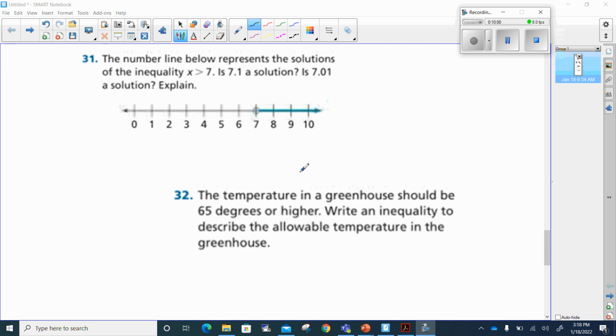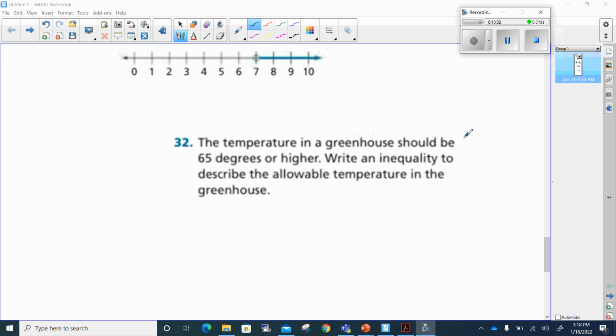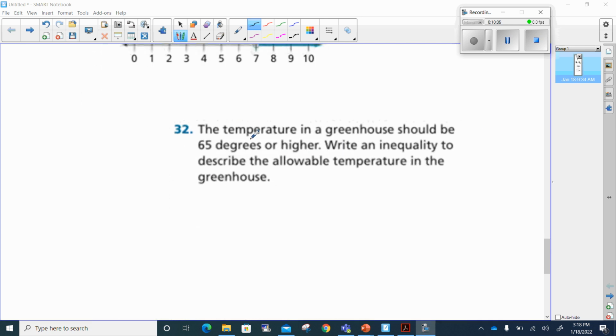See, the temperature in a greenhouse should be 65 degrees or higher. So the temperature has to be, let's see, greater than or equal to 65. All right? This would be the inequality to describe the allowable temperature in a greenhouse. I would hope it wouldn't go super high. I would think there'd be a limit. Can you imagine if it was like 300 degrees in there? Everything would fry.